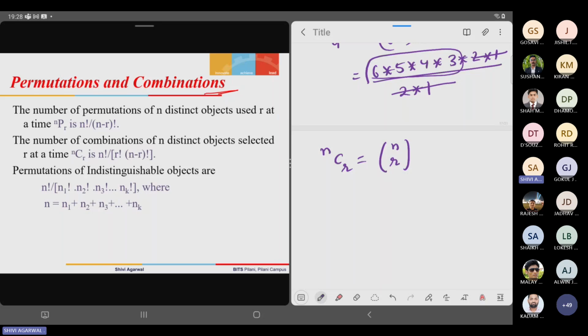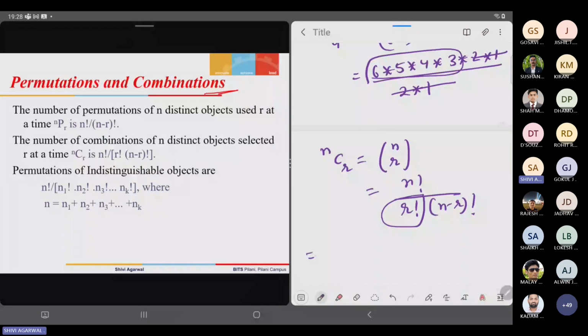So we are using nCr, and the formula is what? n factorial upon r factorial into (n minus r) factorial. Okay, so the r factorial term is the extra term in the denominator, which we consider with the combination.